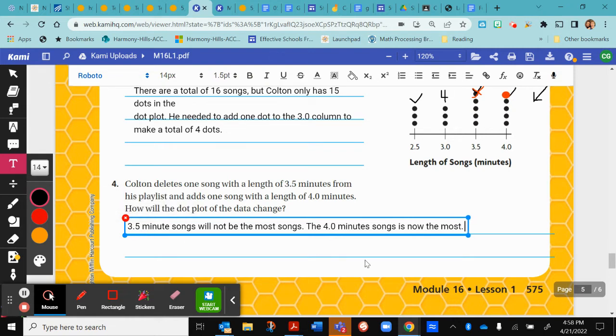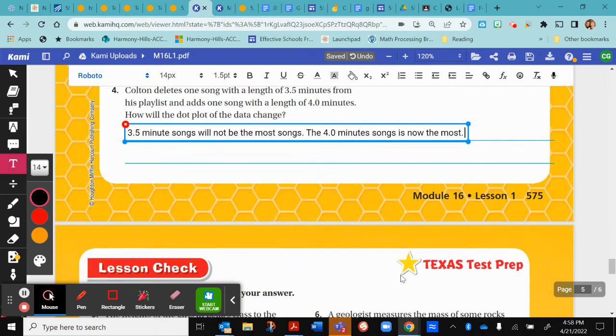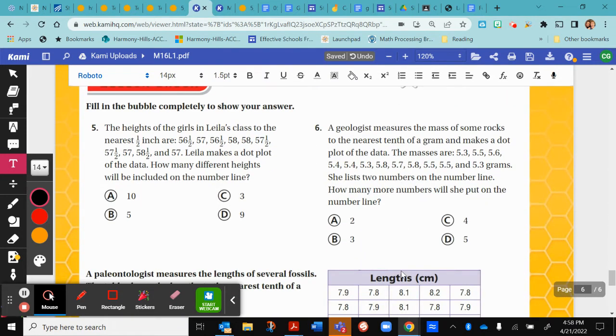Okay. All right. And again, phrasing it in your way. Let's go to the next one, number 5. Again, on these here, I want you to put them on a separate sheet of paper because it's going to be so much easier to read.